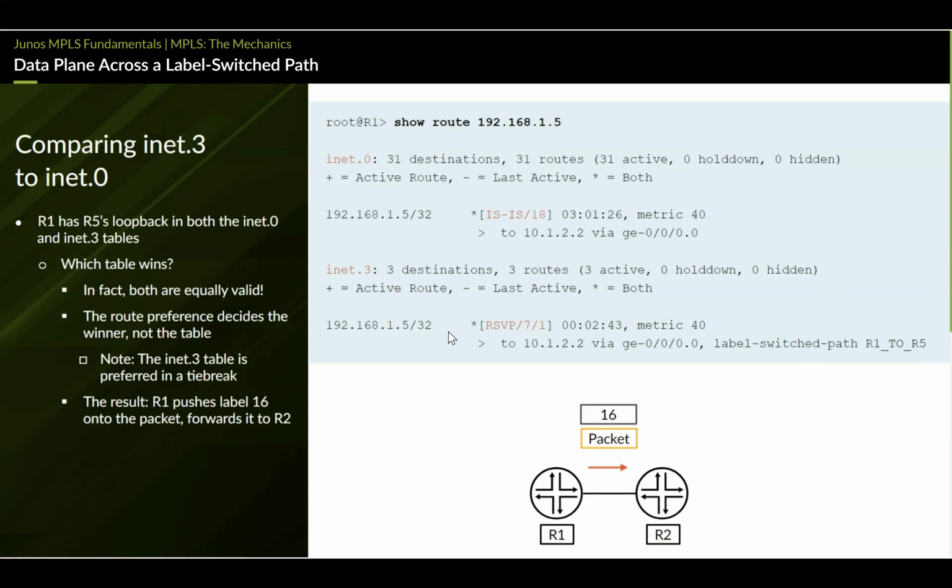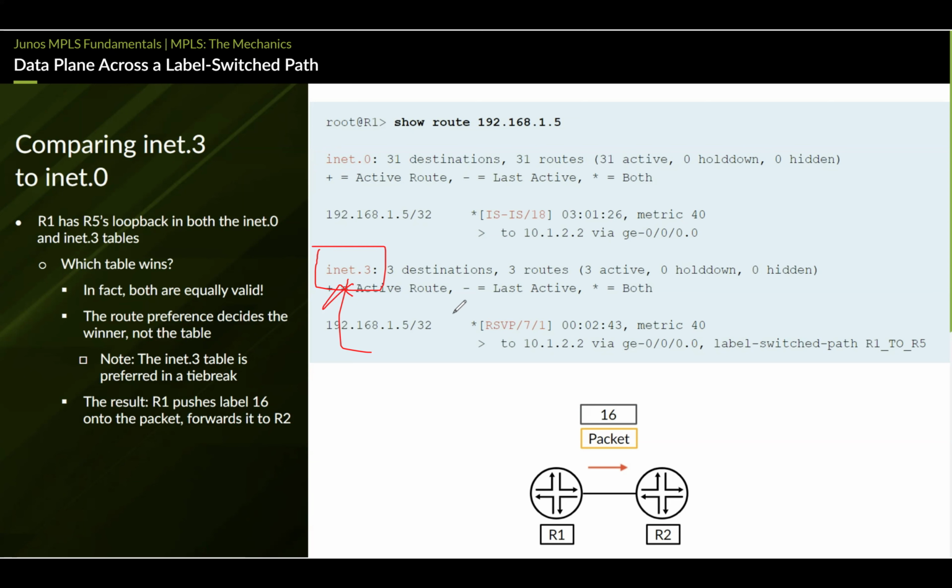Sir, will INET.0 work with BGP? INET.0 obviously works with BGP. If you configure BGP, that is BGP for IPv4, all BGP routes will be stored in INET.0. Only when you are configuring MPLS will the route be in the MPLS routing table.